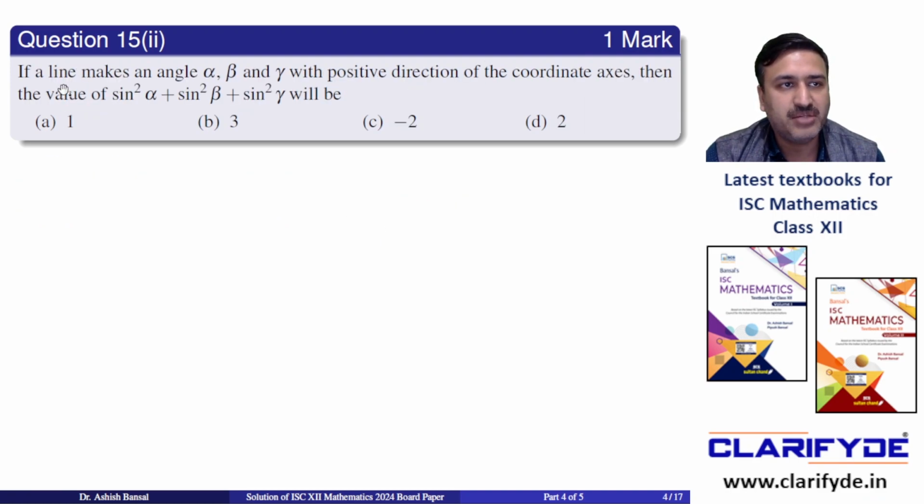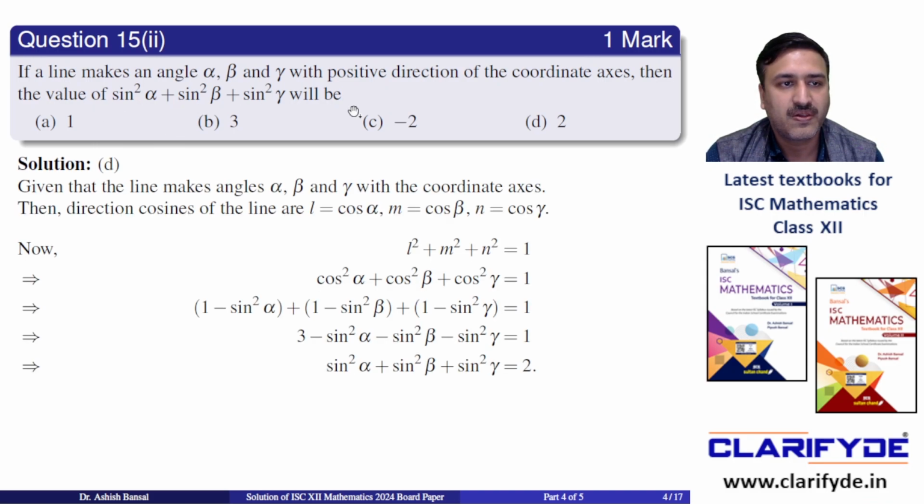Question number 15, second part. If a line makes angles alpha, beta and gamma with the positive direction of the coordinate axes, then the value of sine square alpha plus sine square beta plus sine square gamma will be. The correct option is D.